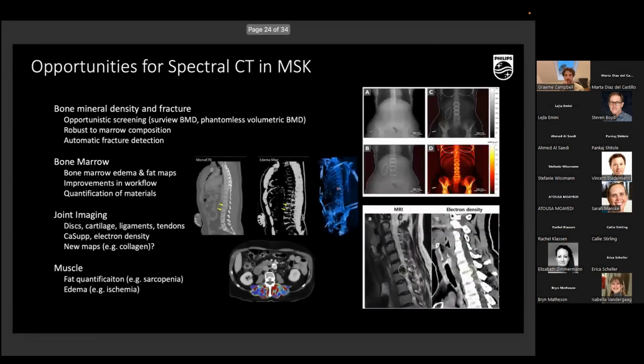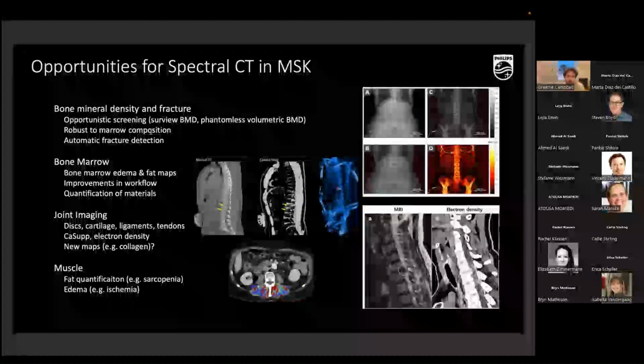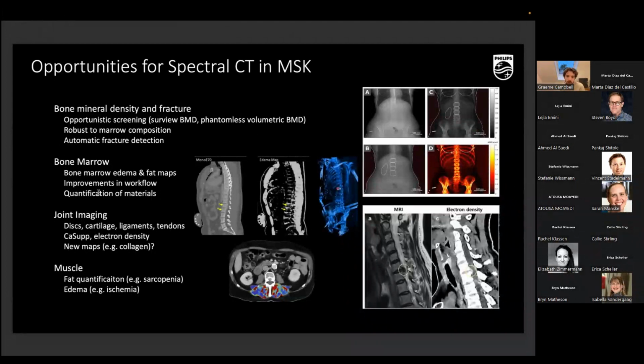So this kind of pertains or alludes to some of the areas where we see potential for Spectral in MSK. So these are some of the areas I would say we see it. I'll just quickly go through here. Bone mineral density, fractures, bone marrow. I talked about looking at edema or fat. Joint imaging, can we see changes in cartilage morphometry, disc herniations, ligament tears, things like that. Muscle, can we see fat fractions or things like that.